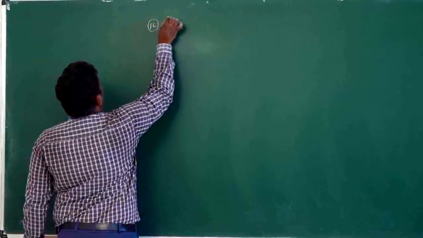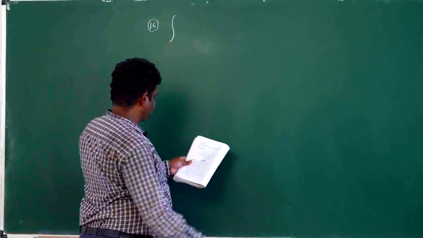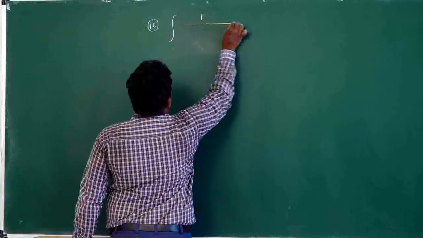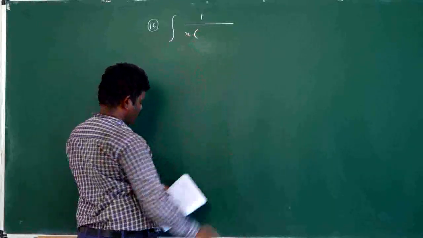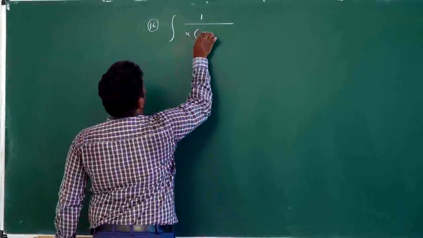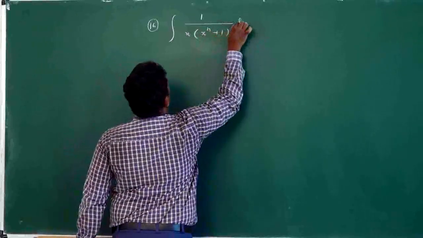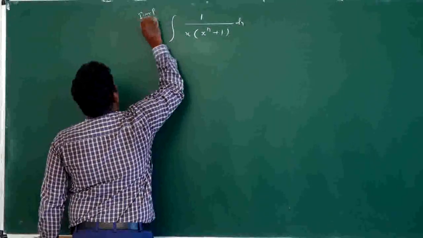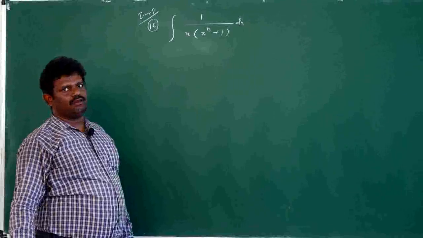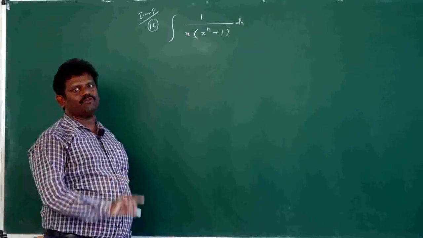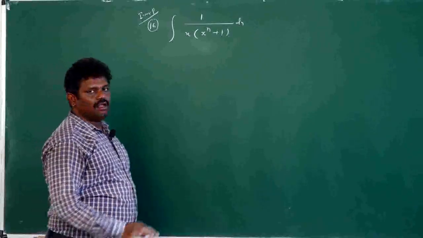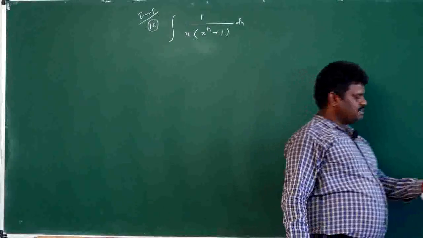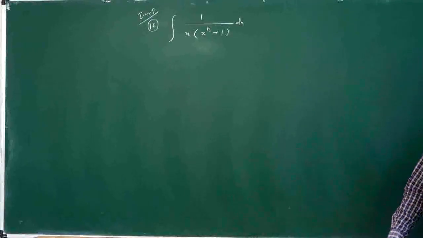Right, the 16th one: integral of 1 by x into x power n plus 1 dx. This one is important. This one is important for CET. CET also, 2 or 3 times this type of bit has been given. Important bit for this one. See, here what is given? Integral 1 by x into x power n plus 1 into dx.